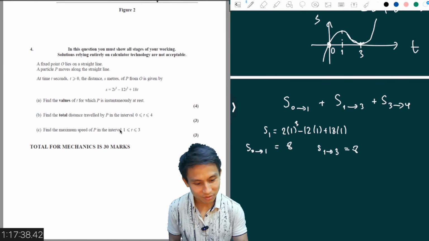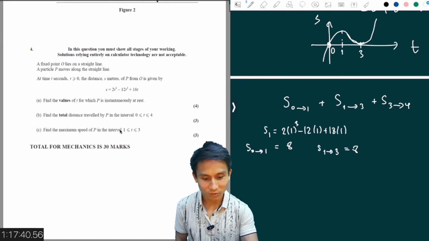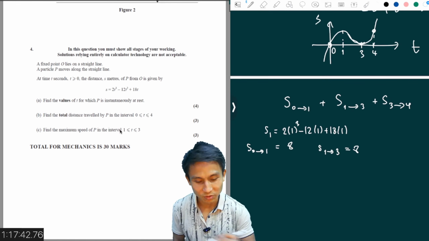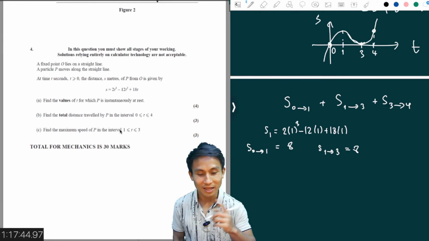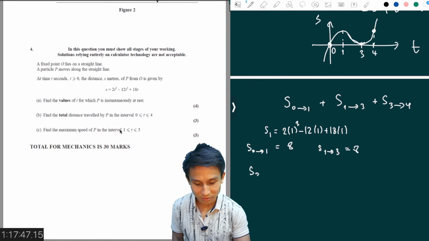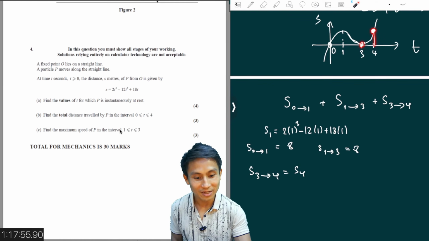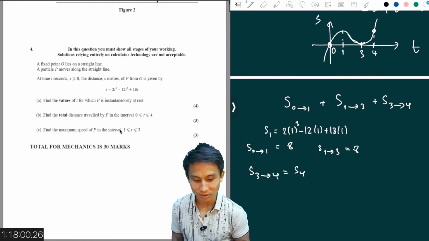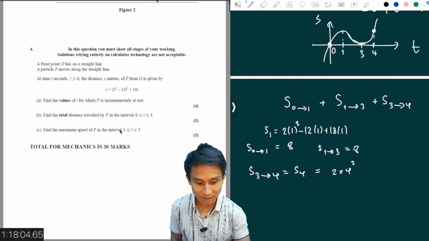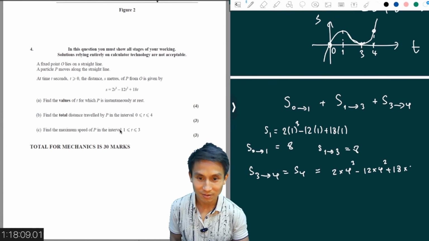And then 3 to 4. Well, 4 is around here, isn't it? So we should find the S4, and that will make it 3 to 4 already. So S3 to 4 is actually S4 because you go from 0 here. So whatever value we get from substituting t as 4, that is going to be the distance traveled from 3 to 4 seconds. Yeah, just look from the graph there. So that would be 2 times 4 to the 3 minus 12 times 4 to the 2 plus 18 times 4.